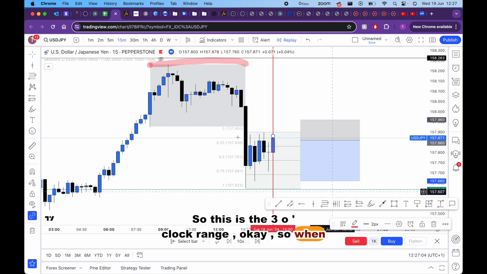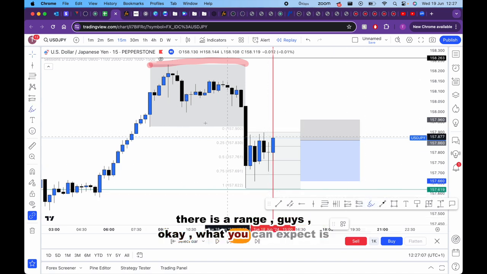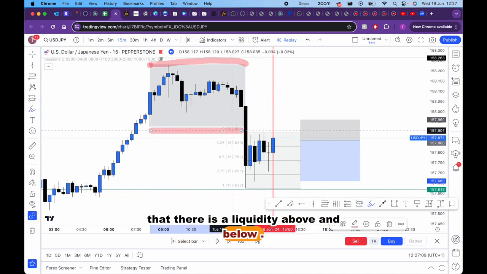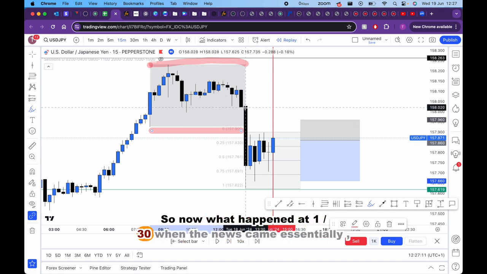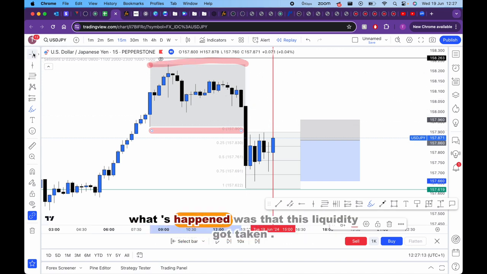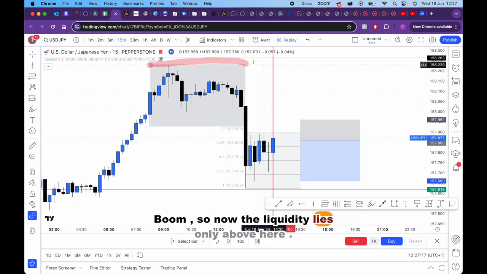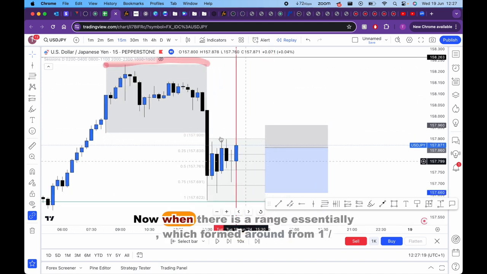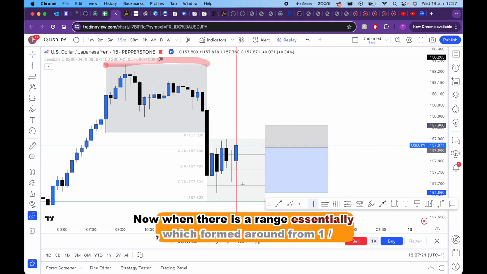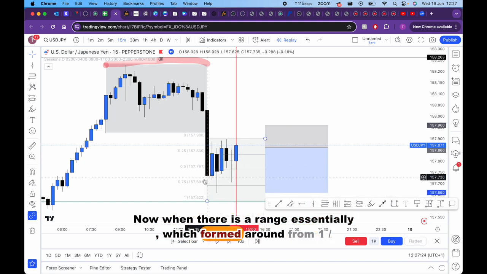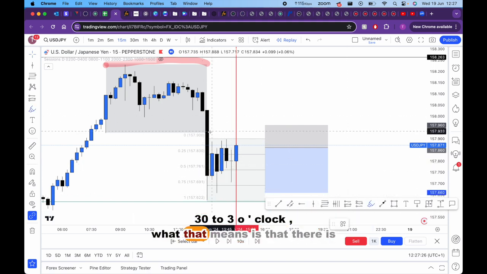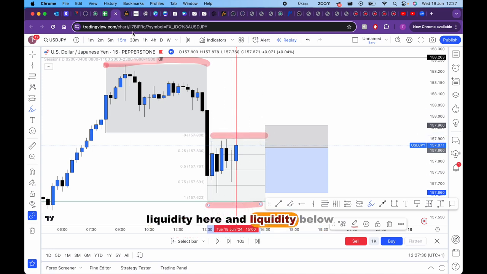Okay, so when there is a range, guys, what you can expect is that there is liquidity above and below. So now what happened at 1:30 when the news came, essentially this liquidity got taken. Boom. So now the liquidity lies only above here. Now when there is a range which is formed from around 1:30 to 3 o'clock, what that means is that there is liquidity here and liquidity below.